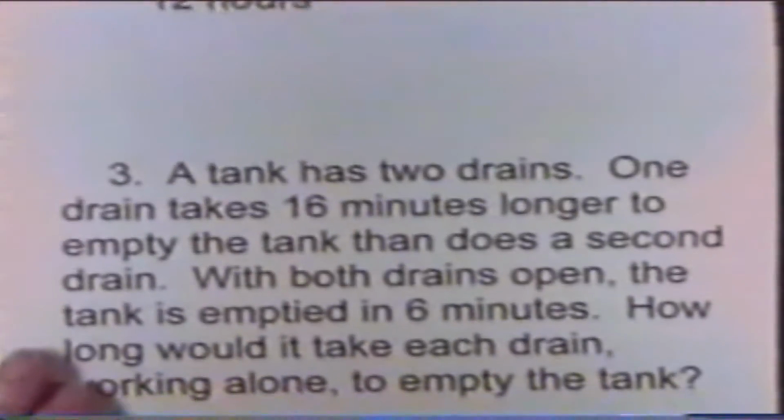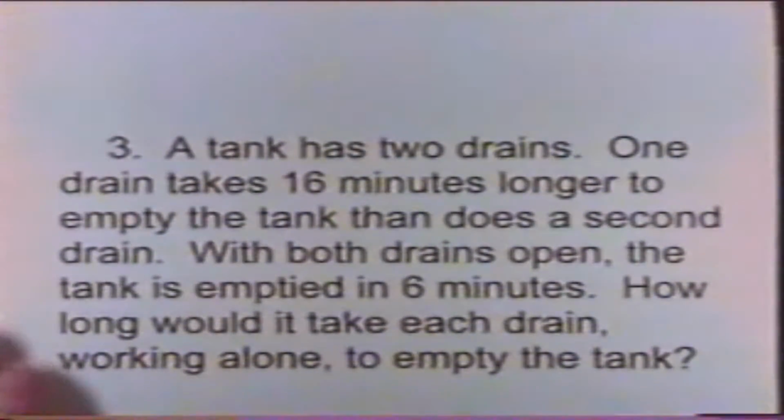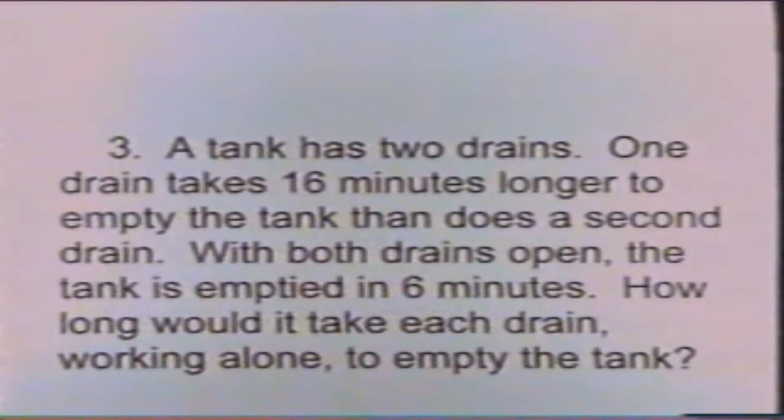Okay, let's take a look at another example. A tank has 2 drains. One drain takes 16 minutes longer to empty the tank than does a second drain. With both drains open, the tank is emptied in 6 minutes. How long would it take each drain working alone to empty the tank?